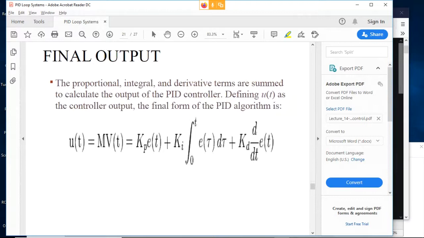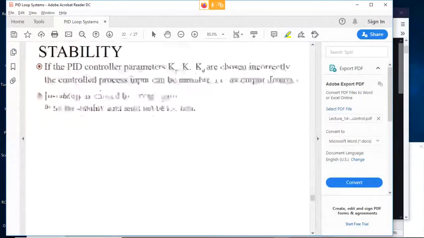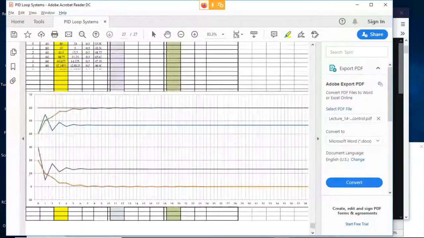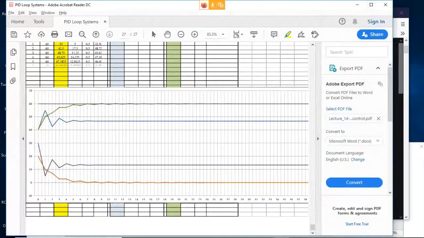All right, and then again, we put it all together to try to control the circuit.